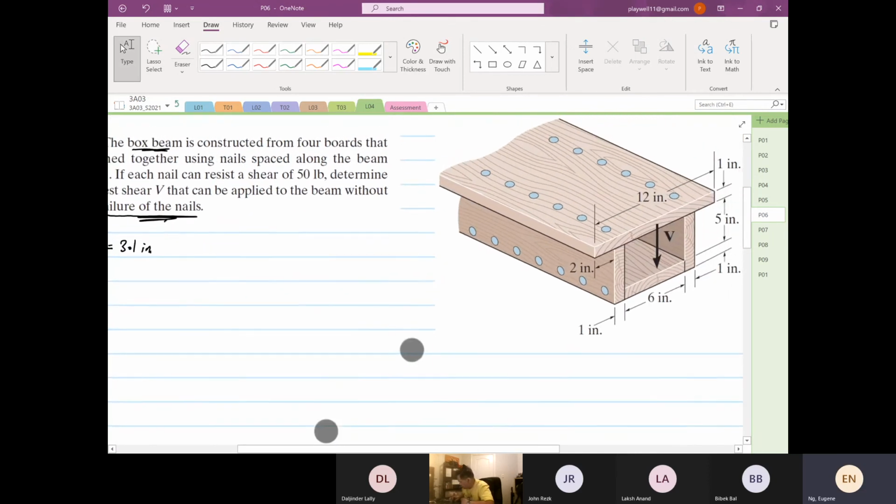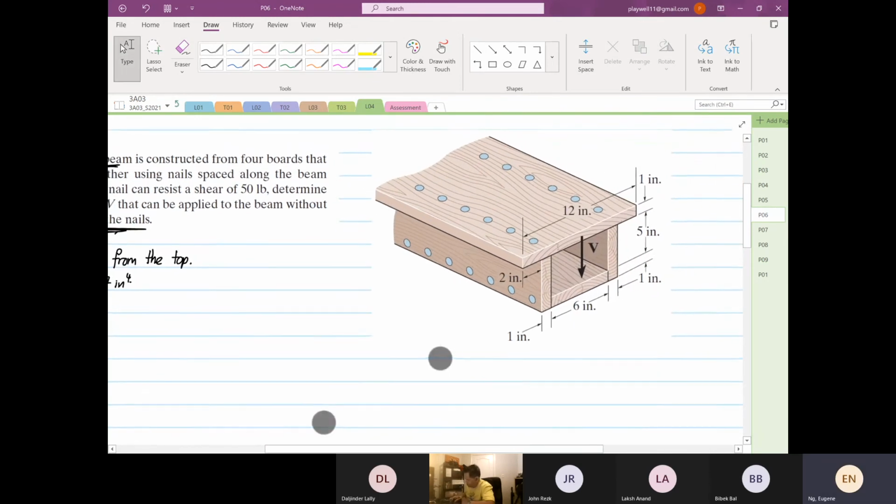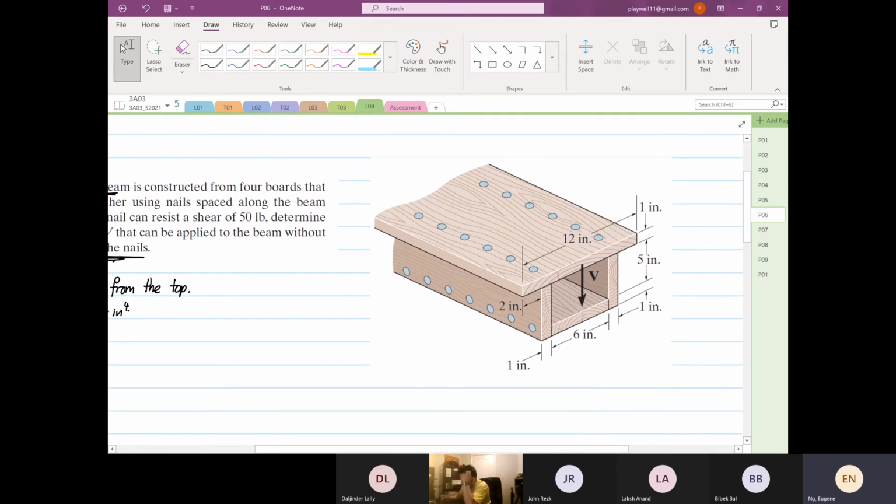Okay, so 3.1 inch from the top. And that the IZZ is equal to 197.7 inches to power 4. Okay, so you have to find this, but I don't want to waste time. I'd rather explain the concept to you, how to analyze a problem like this.